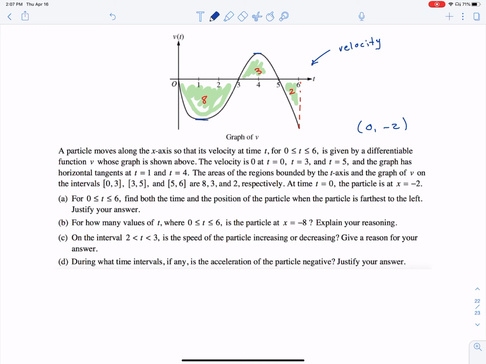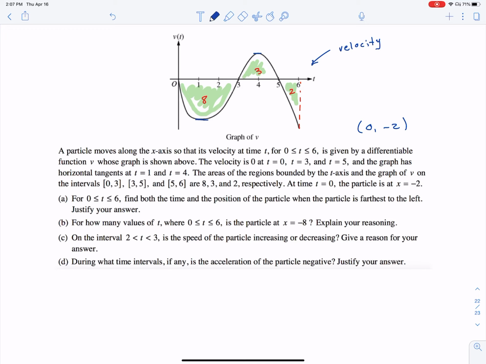So from 0 to 6, find both the time and the position of the particle where the particle is furthest left. So furthest left. Because we're talking about a particle, we're basically talking about a maximum or a minimum. When we find a maximum, we're finding something that's furthest right. When we're finding a minimum, we're finding something that's furthest left. In this case, we are finding an absolute minimum.